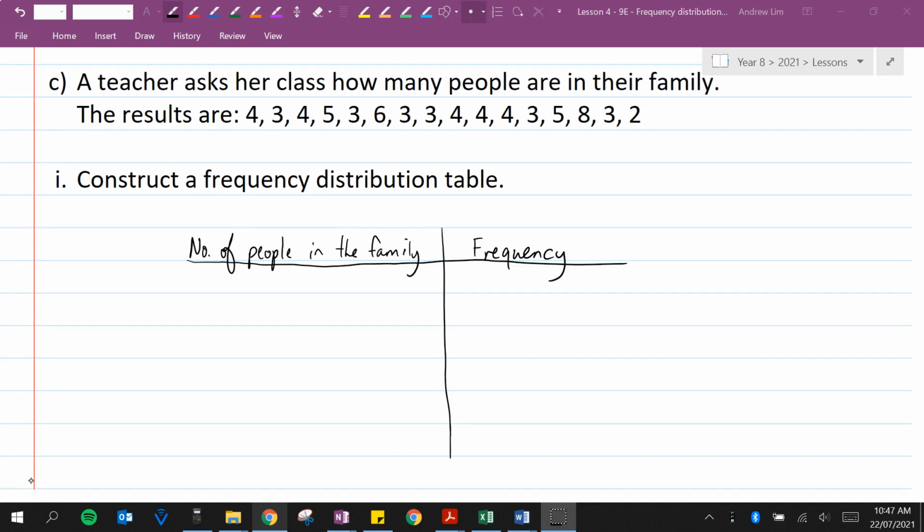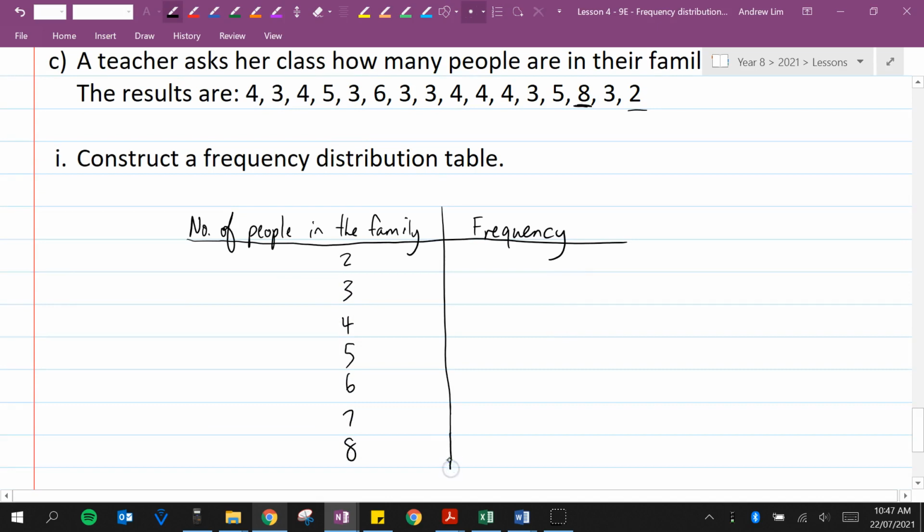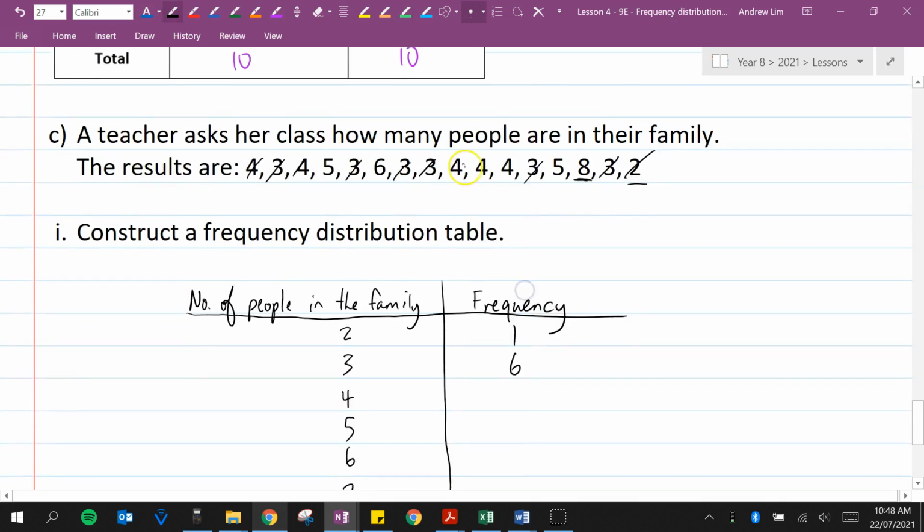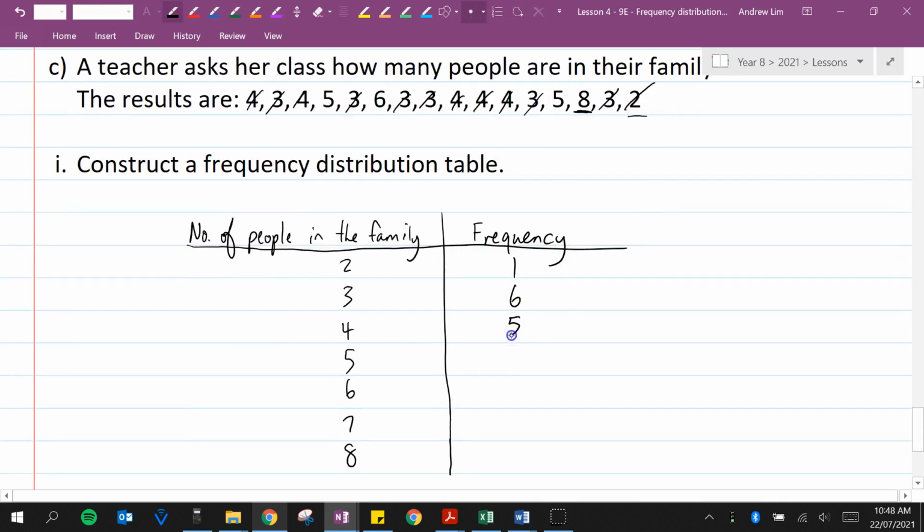Okay, so the first thing I would do is I would just count how many different scores there are, or what the smallest one is. The smallest one is 2, and then the largest one is 8. So I might say 2, 3, 4, 5, 6, 7, and 8. Let's do that. So how many 2s are there? There's only 1. How many 3s? 1, 2, 3, 4, 5, and 6. How many 4s? 1, 2, 3, 4, and 5. How many 5s are there? 1, 2. How many 6s? There's 1 6. There's no 7s. And then there's 1 8.